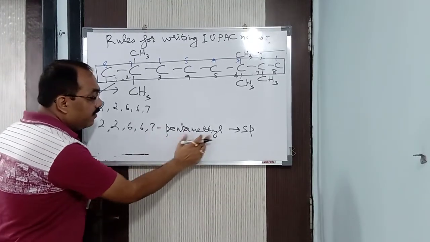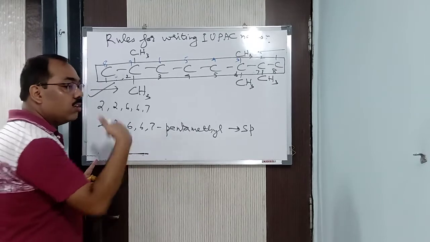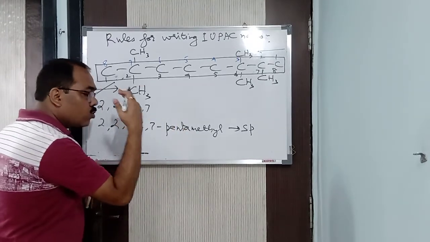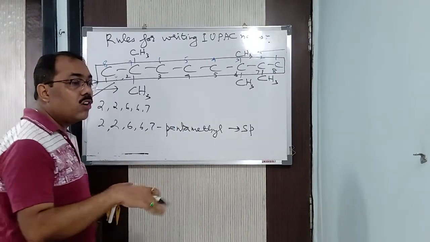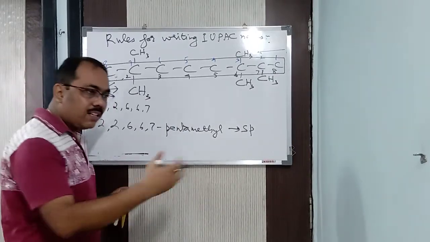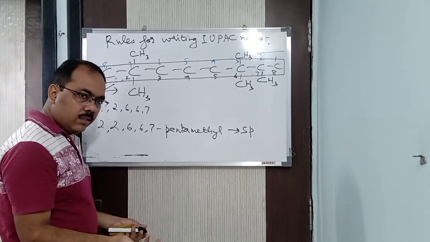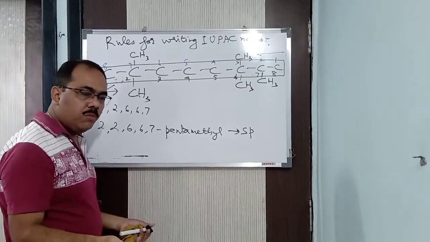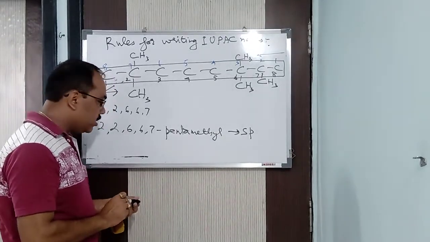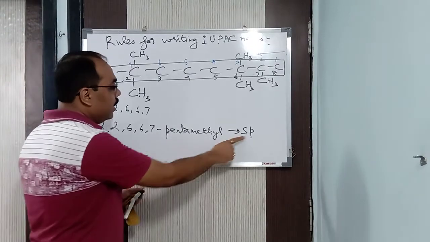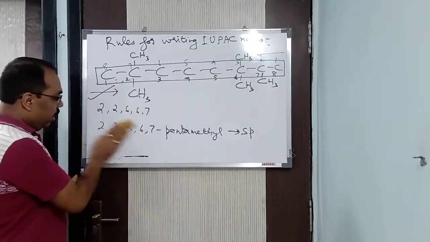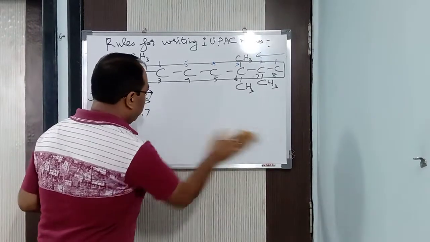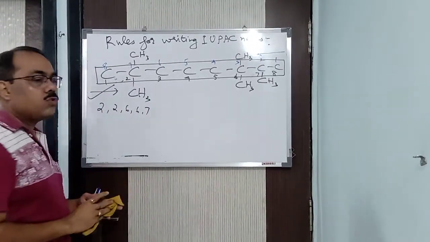And if a particular prefix is repeated more than once, suppose twice the methyl comes, then what will we say? Dimethyl. If thrice it is coming, trimethyl. If 4 times, tetramethyl. 5 times, pentamethyl. Alright, so we have to use our numerical prefixes for that particular purpose. So we will write 2, 2, 6, 6, 7, pentamethyl. This is your secondary prefix. Clear? In this way, we are supposed to number it and we are supposed to write it out.